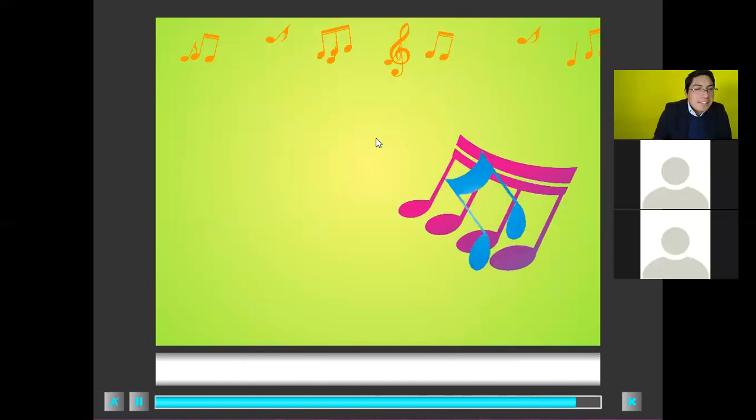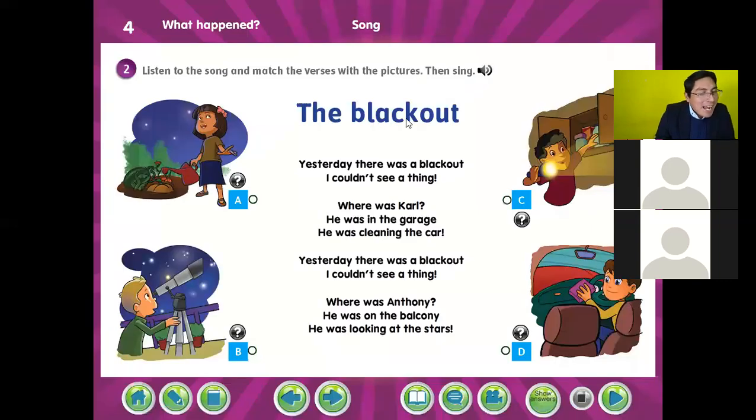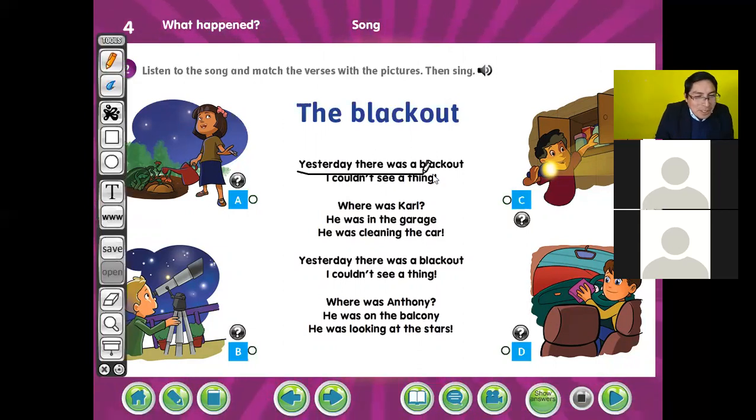Okay, this is our song, and we are going to now listen and try to sing. Okay, but first, repeat please, blackout. Open your microphones, please. Blackout. Blackout. Blackout. Good. The teacher is going to sing this part. Listen. Yesterday there was some, and all of you say blackout. Okay? Open your microphones, please. Only this part, okay? Only this short part we are going to practice, okay? This part. Open your microphones. Okay.